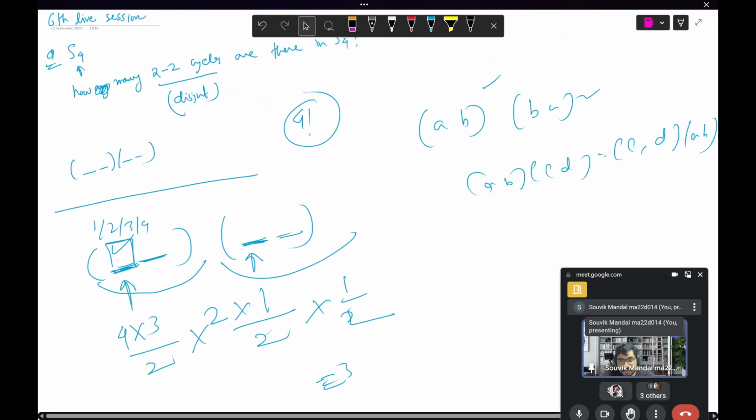Does everyone understand this? If you have any issue with the counting argument, please ask, and I will explain it again. You can proceed. Clear.